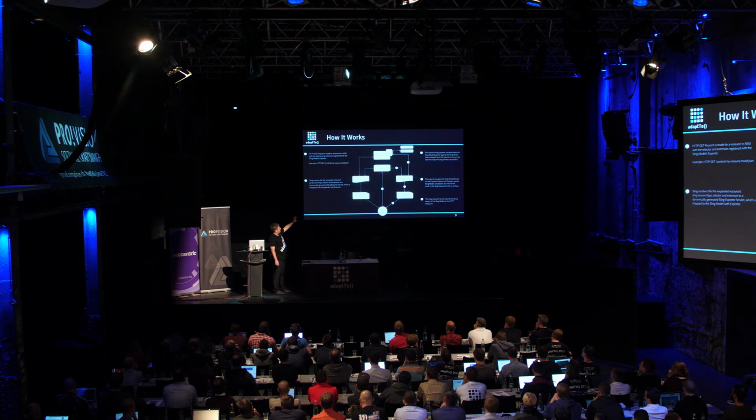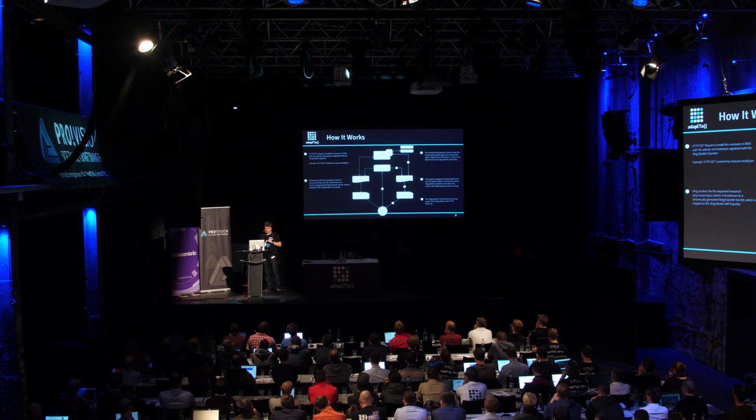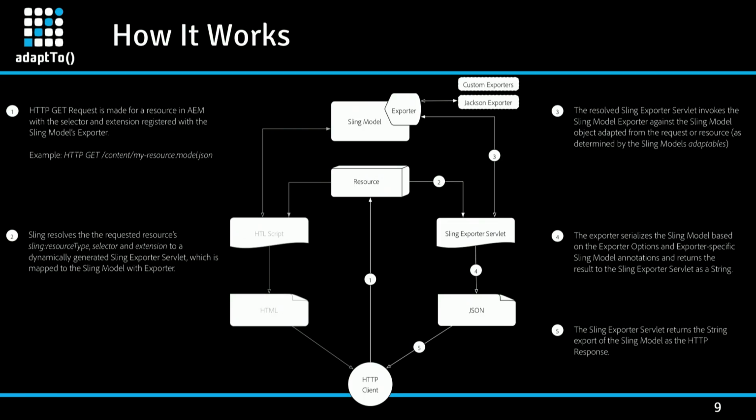So we're sharing the model here. This is not quite isomorphic rendering, but quite close, where we're using the same model class in the HTML script as well as serving up the JSON to the client side.